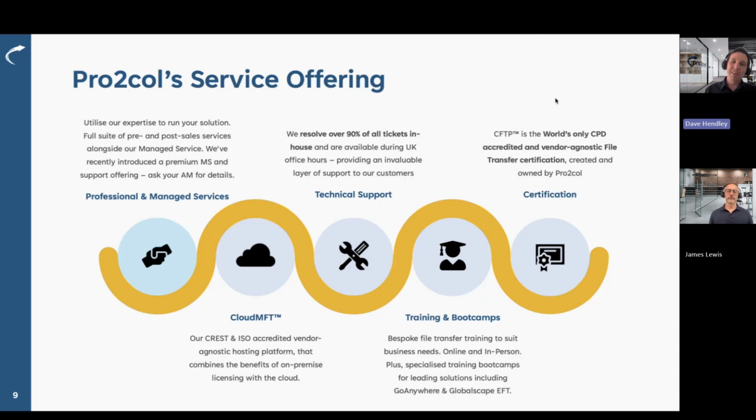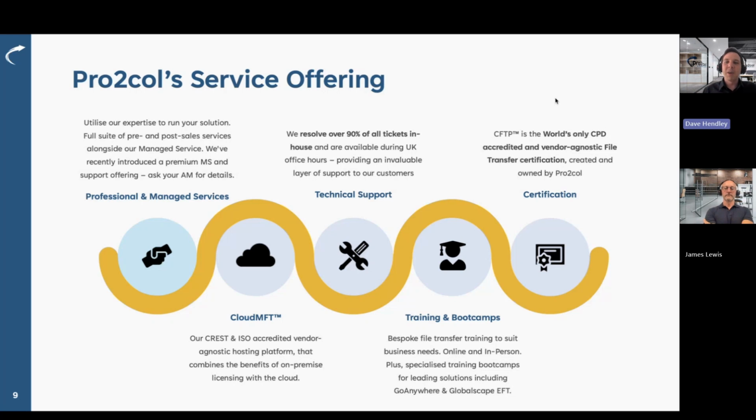So we can move then on to the Cloud MFT. It's a service that I could talk about for hours. It's built by Protocol, basically combating all those challenges clients have with on-prem deployments or SaaS deployments of MFT platforms. So in effect, we're offering a hosting service which provides all of the benefits of SaaS and on-prem, but with none of the challenges. So we consider Cloud MFT as a solution that sits between on-prem and SaaS.